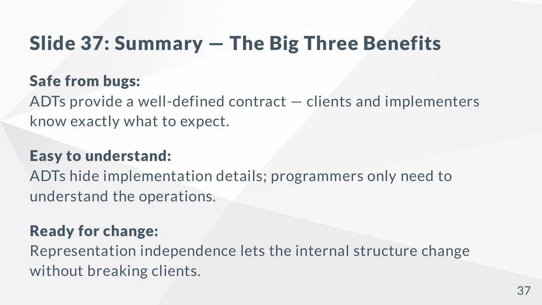Let us bring it all together and return to our three core software goals. Safe from bugs: an ADT provides a well-defined contract between the client and the implementer. The client knows exactly what operations exist and what they promise to do. The implementer knows exactly what they are obligated to deliver. This clarity prevents entire classes of bugs.